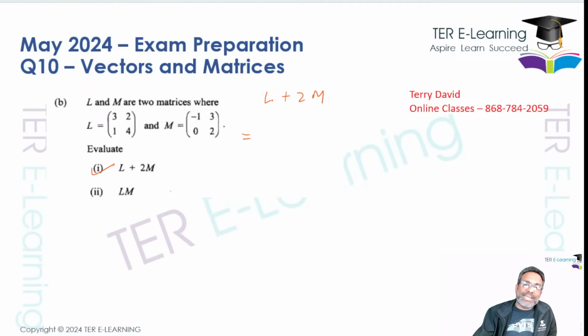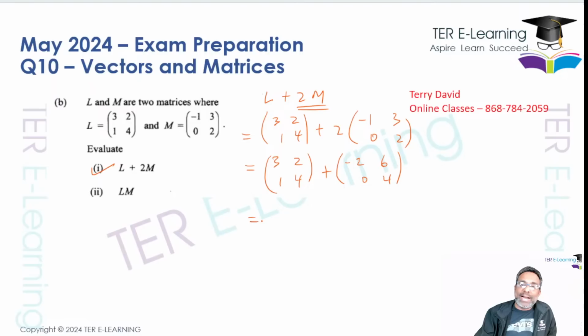So the matrix L is given by 3, 2, 1, 4, plus 2M. So this is a scalar multiplication. This is minus 1, 3, 0, 2. What I would do, I'd work this step by step. I'll work out the scalar multiplication first. So this is going to be 3, 2, 1, 4, and we're going to add that to 2 by minus 1, which gives you minus 2, 2 by 3 gives you 6, 2 by 0 is 0, and 2 by 2 is 4. So all I've just done there, I've worked out 2M.